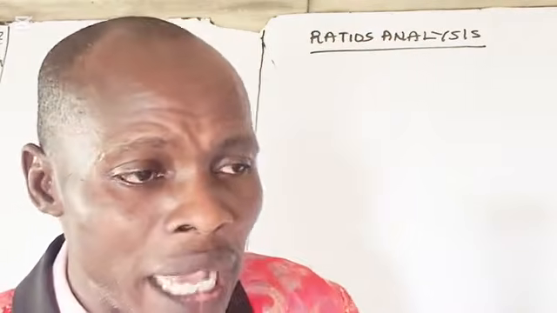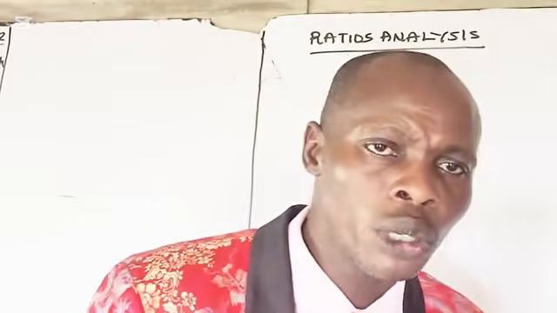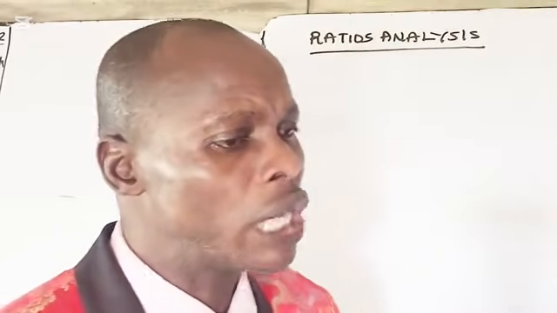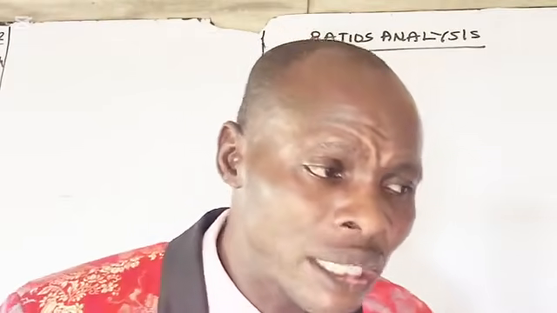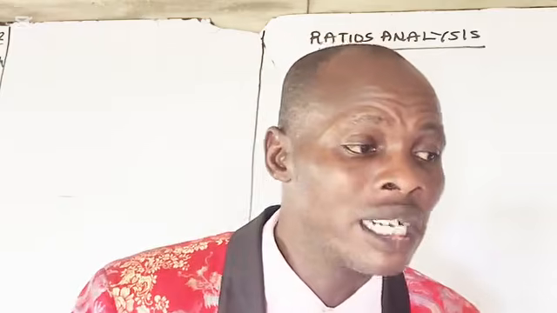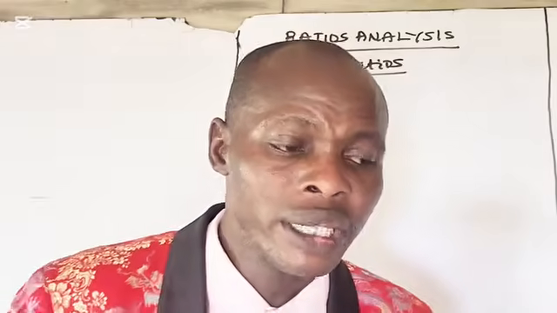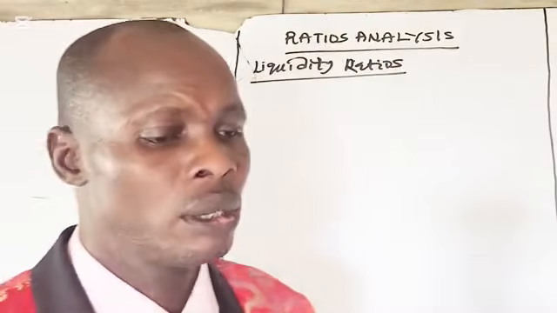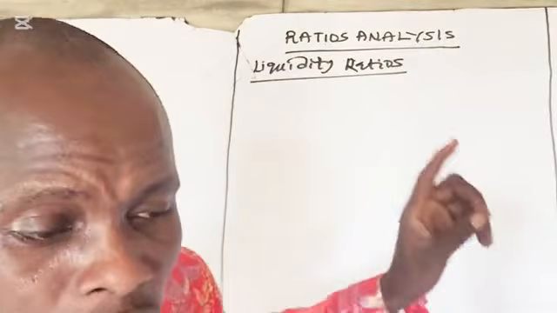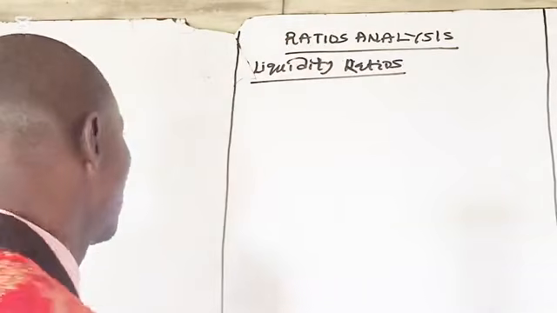In this video, I'll be exploring three crucial categories of financial ratios: liquidity ratios, efficiency ratios, and more. These ratios help investors, analysts, and business owners understand a company's financial health and performance. Let's get started. Liquidity ratios measure a company's ability to meet its short-term obligations without facing financial distress.